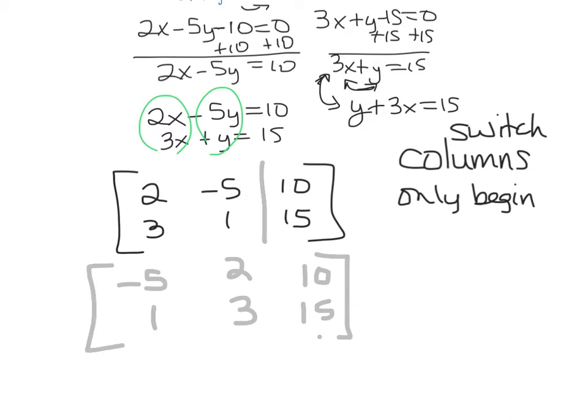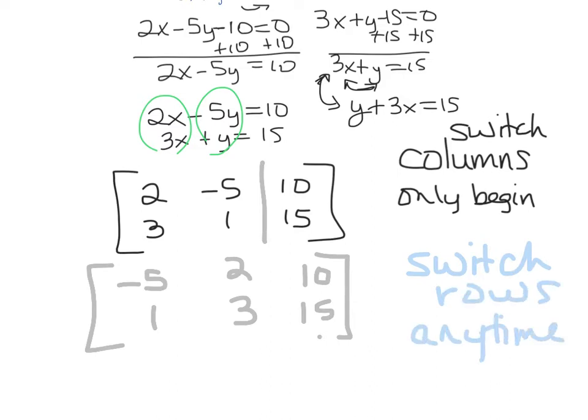Now, you can switch rows anytime. It doesn't have to be at the beginning. It could be at the beginning, could be halfway through the problem. But just remember that if you do that, you shouldn't be undoing any 1s or 0s you've already created. The reason why you would switch rows and columns is to avoid getting fractions all throughout your problem. Now, you could avoid doing this row switch and this column switch, but just know that you might end up with a bunch of fractions in your problem.